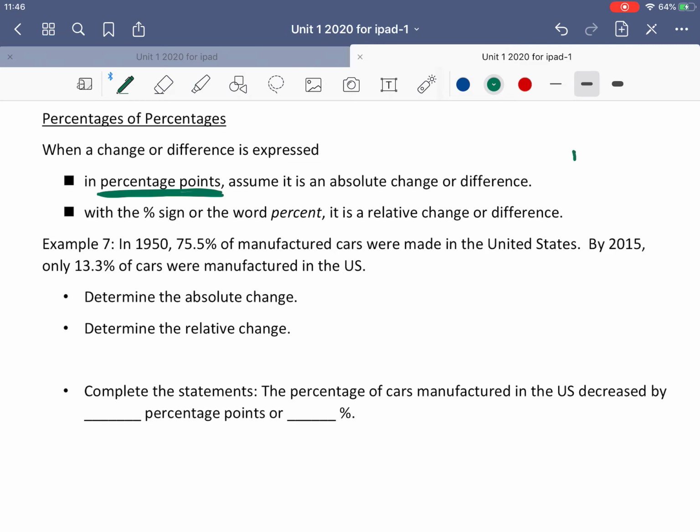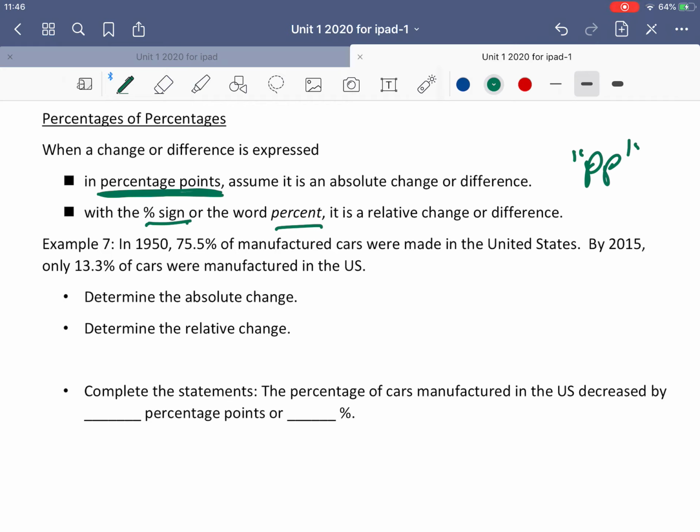You may have seen these in articles you've read. Sometimes they use the abbreviation PP and you wondered why they wrote that instead of a percent sign. Now you know it's because it was an absolute change or an absolute difference. If you're finding the relative change with them, just like always, you're going to multiply by 100 and then it's going to be a percent. So you're going to use the percent sign or the word percent.